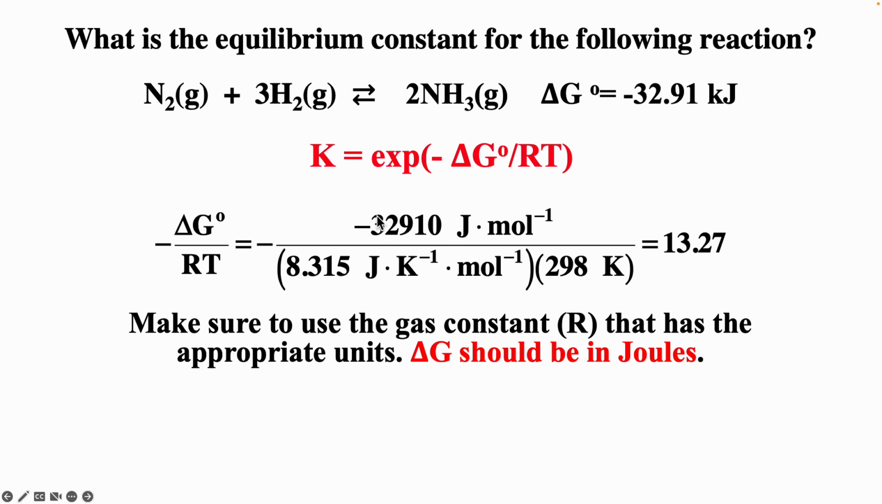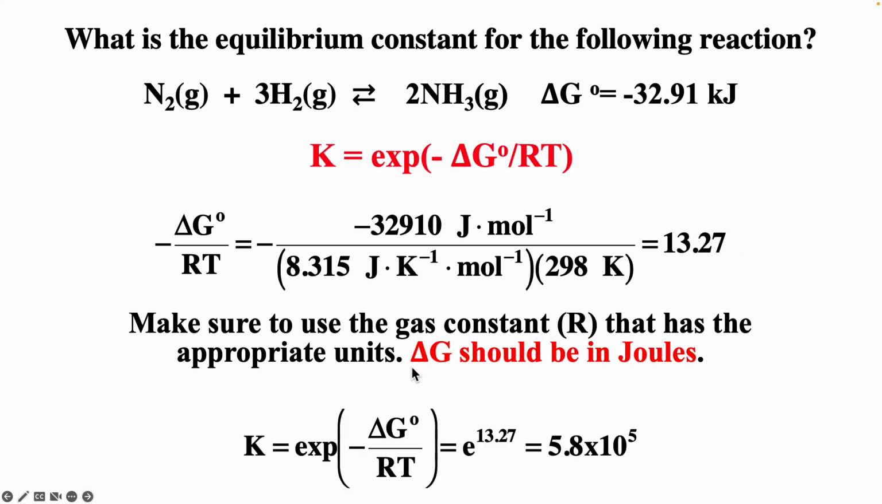So that gives me 32,910 joules per mole. And our gas constant is 8.3145 joules per mole Kelvin. Temperature is 298 Kelvin, which is 25 degrees Celsius. And so per mole cancels per mole, joules cancels joules, Kelvin cancels Kelvin. The exponent always has to be unitless. And so we get minus delta G over RT as having a value of 13.27.